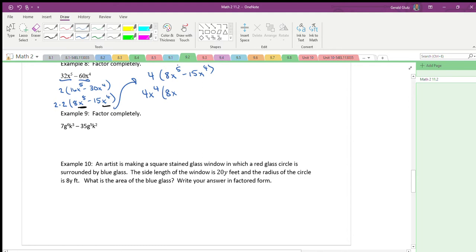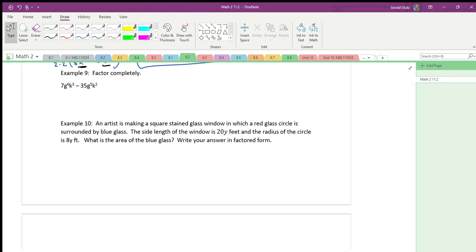I had 8x to the 5th. I took away x to the 4th, or I divided by x to the 4th. So I'm just left with x to the 1, or x. Minus 15. So I had x to the 4th. I divided by x to the 4th, so now there's no more x's left. So this is what it would look like factored.